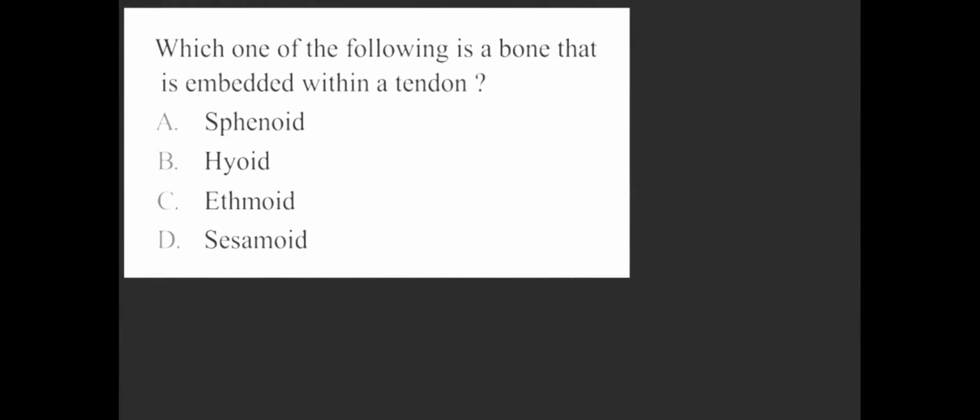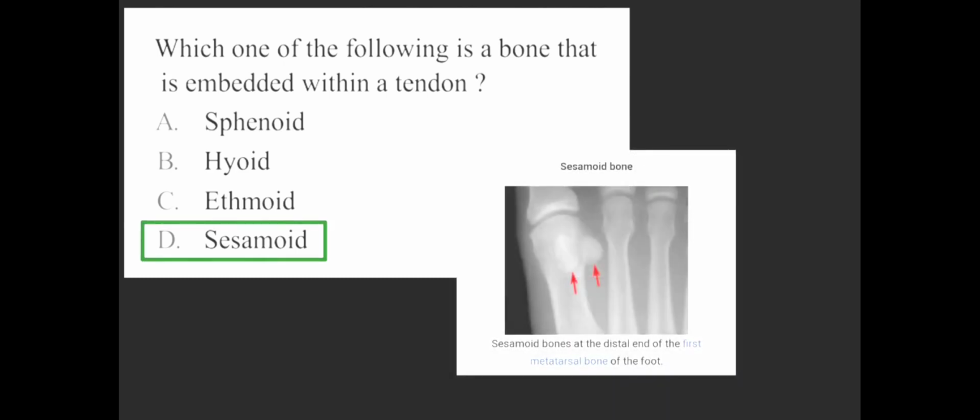Which one of the following is a bone that is embedded within a tendon? A. Sphenoid bone. B. Hyoid bone. C. Ethmoid bone. D. Sesamoid bone. And the correct answer is D. Sesamoid bone. In anatomy, a sesamoid bone is a bone embedded within a tendon or a muscle. Its name is derived from the Arabic word sesamum, that is sesame seed, indicating the small size of most sesamoids.